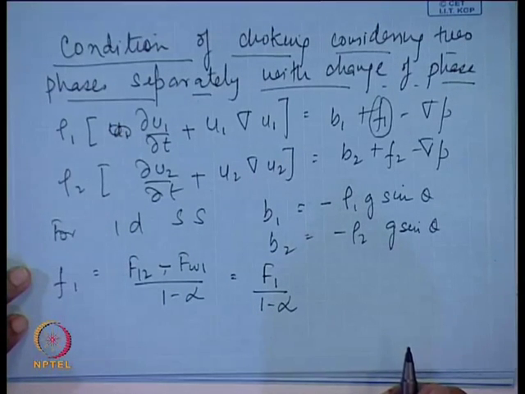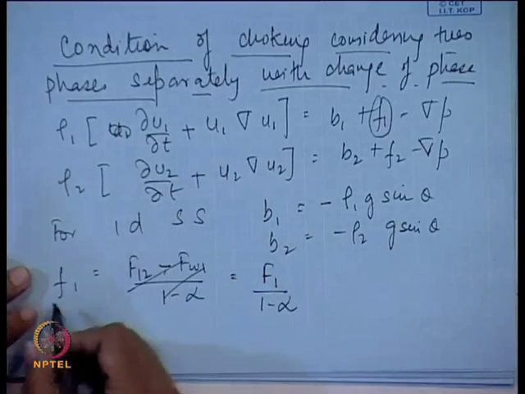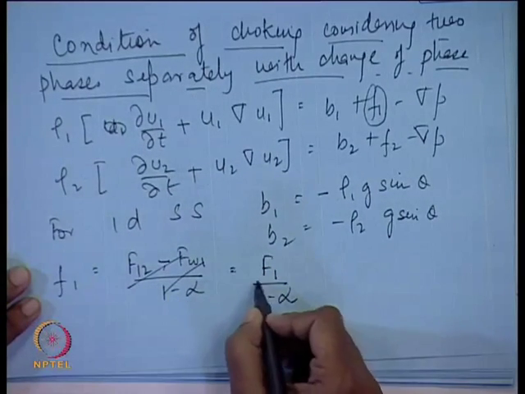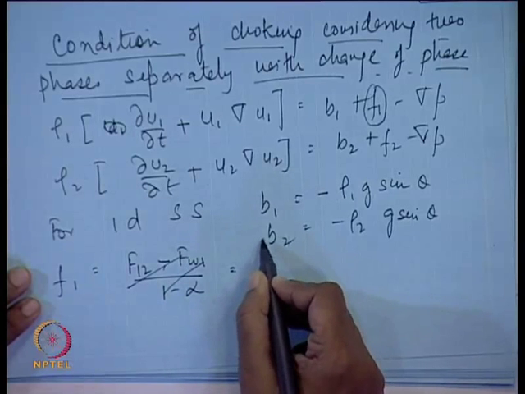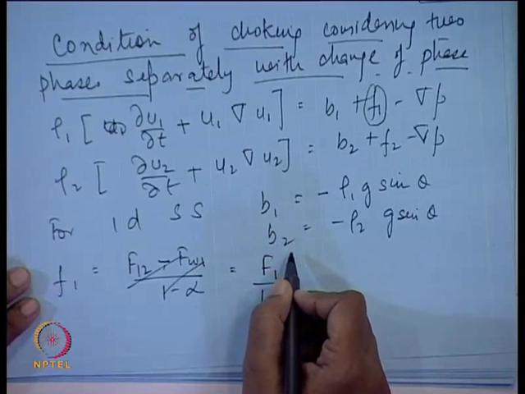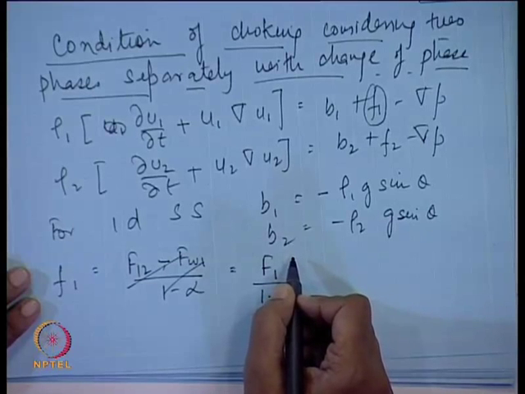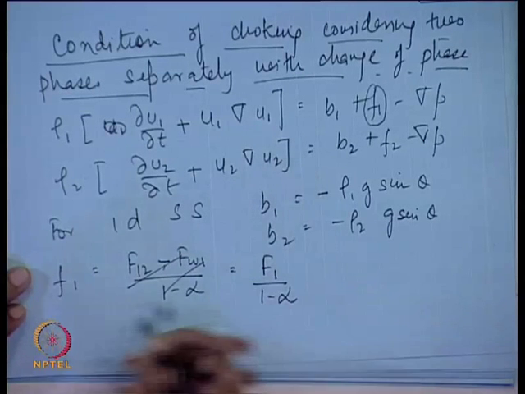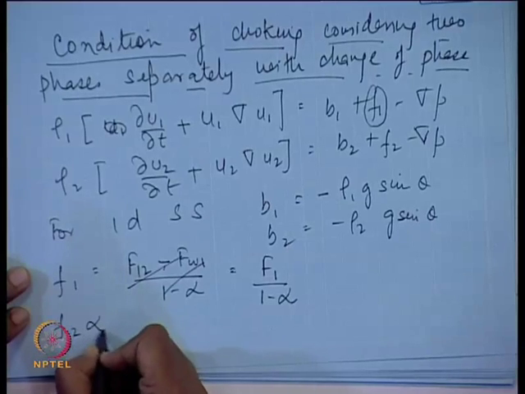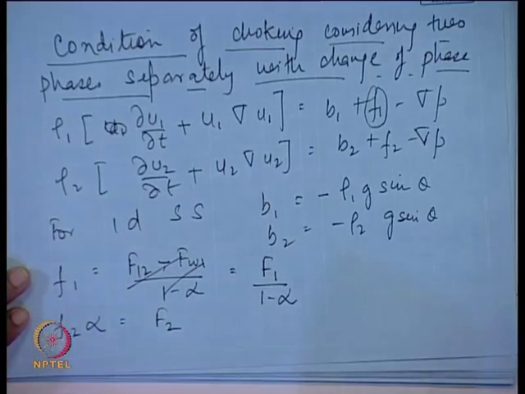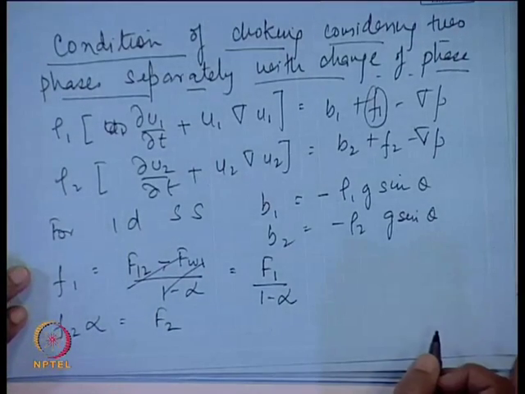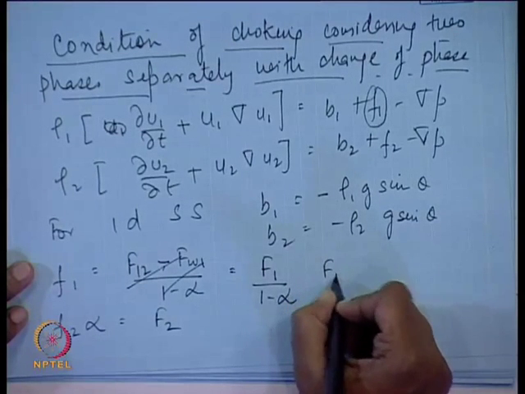Did you get my point? So, therefore, I will just cut it down. F1 into 1 minus alpha is the total leftover forces in fluid 1 per unit volume of the flow field. Clear to you? Same way, F2 into alpha equals F2, right? And what is F1 equal to?